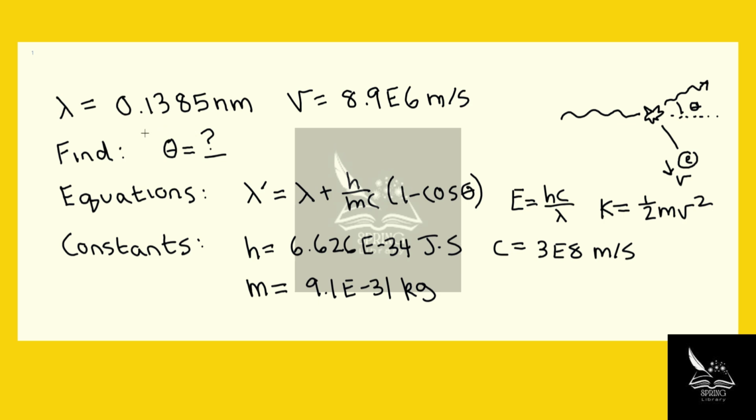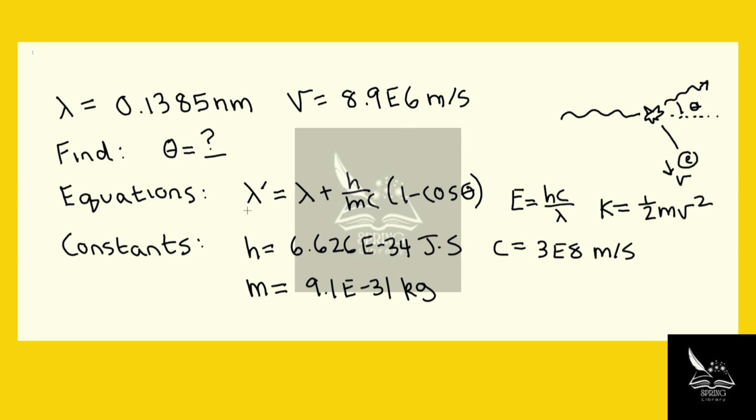Okay, in this problem we're asked to find the scattering angle for an incoming photon colliding with an electron via Compton scattering. We are given the wavelength of this incoming light, which is 0.1385 nanometers, and the velocity of the electron after the scattering, which is 8.9 times 10 to the 6 meters per second. Because this velocity is considerably smaller than the speed of light, we do not need to use any relativistic corrections. It's reasonable to assume that the classical kinetic energy, for example, will suffice.